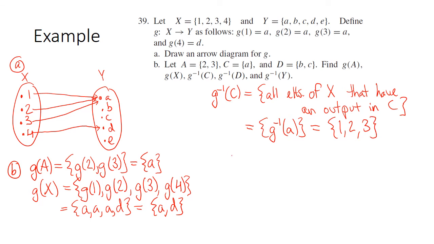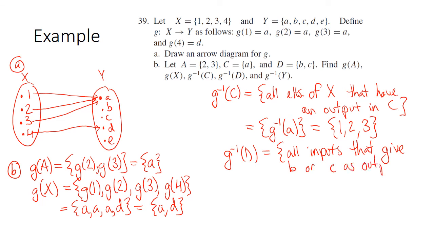And in the same way, g inverse of D, again, I'm just going to describe it this way. So all inputs that give, let's see, b or c as an output, because b and c is what are in capital D. So what are all the inputs that give b or c as output? Well, there aren't any. So this is just going to be empty. In other words, this is the empty set. So we encountered the empty set again unexpectedly.